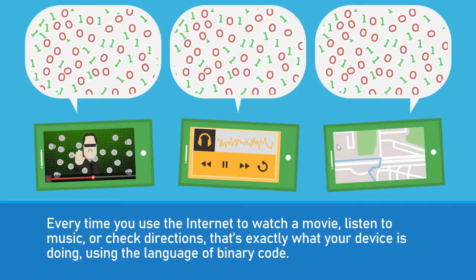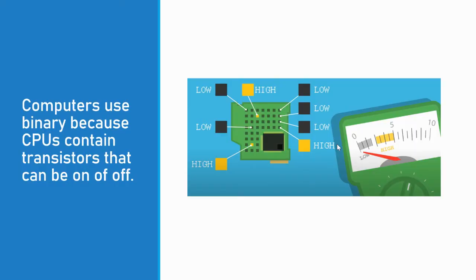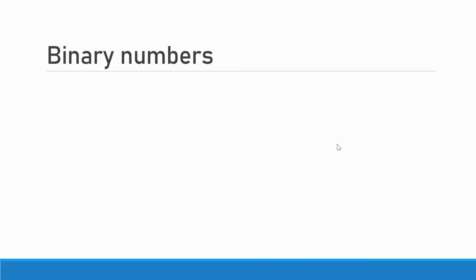That is what computers do all the time. Every time you use the internet to watch a movie, listen to music, check directions, play games, talk to people on social media, it is just ones and zeros. Your device is translating binary code into something that you're doing. Computers use binary code because the CPUs contain transistors that can be on or off.